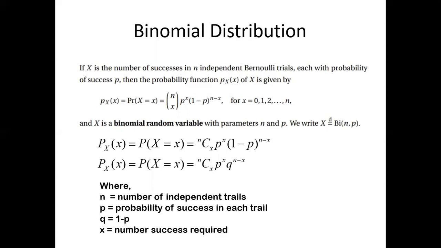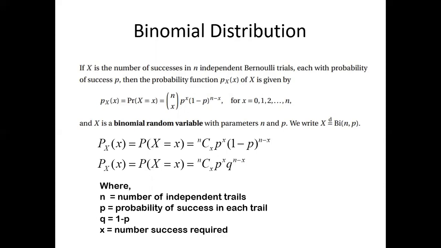We write X takes a binomial distribution (n, p). Then P(X = x) equals nCx p^x (1 − p)^(n − x). In other words, we can say 1 − p equals q. Then P(X = x) equals nCx p^x q^(n − x), where p is the probability of success and q equals 1 − p.